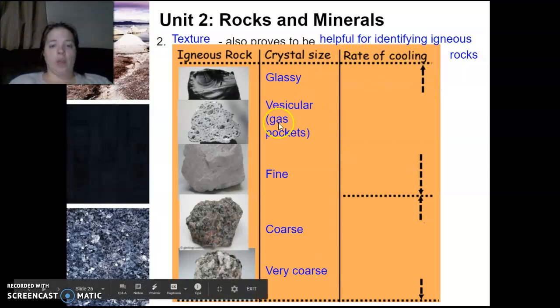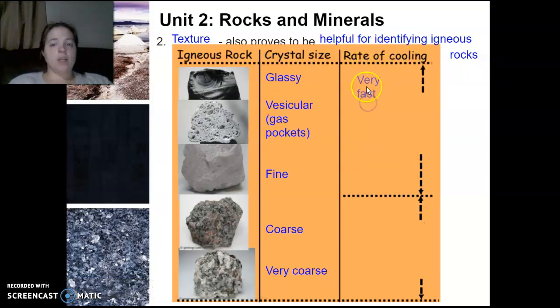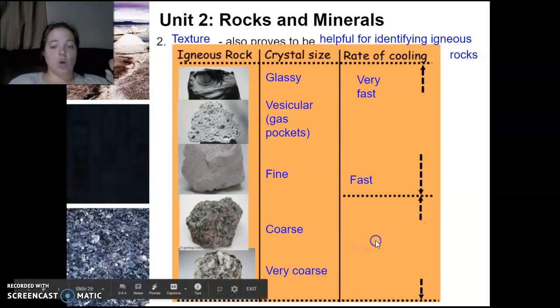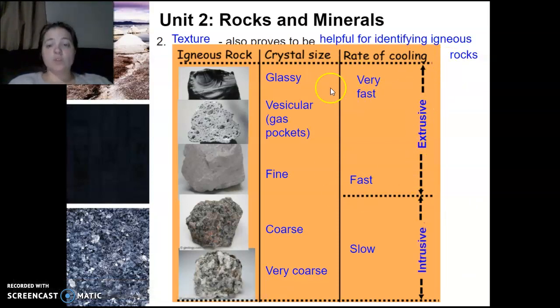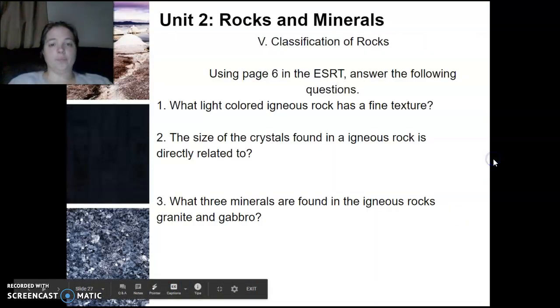So rate of cooling. Up here, typically, this is super, super fast, very fast. Right here, this is just fast. Small, fine crystals, if that. Then you're getting into coarse, and very coarse. Those are slow. All the way over on the side, it'll tell you where it comes from. Extrusive tends to be fast cooling. Intrusive tends to be slow cooling.